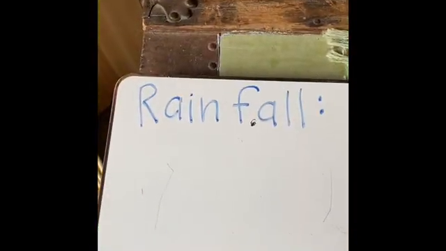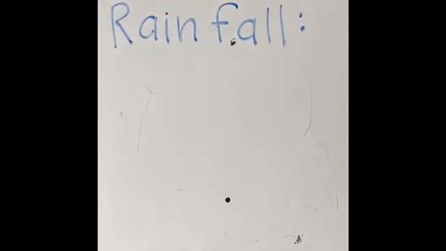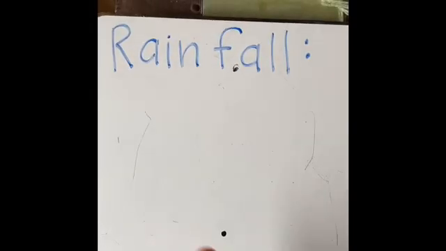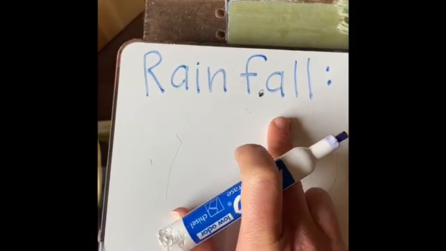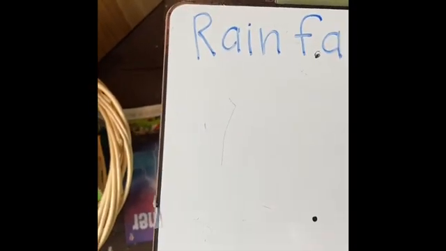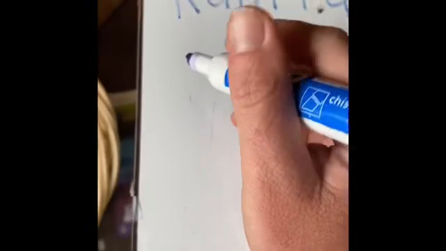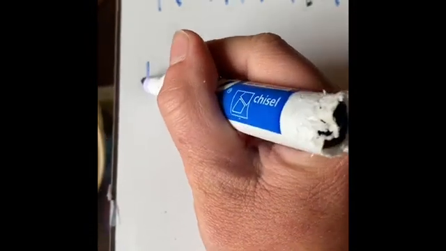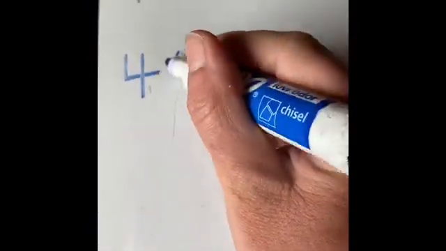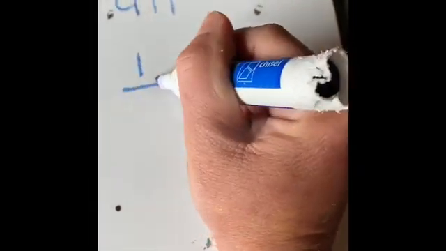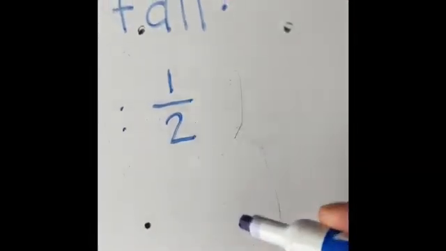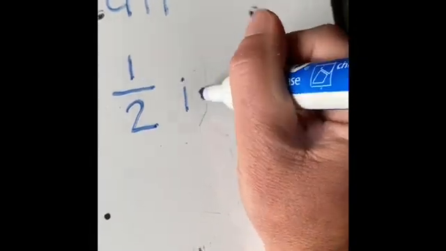So when you come back inside from checking your rain gauge, find a piece of paper and you can make a title. Mine is rainfall. And for the next 4 days, let's track the rain. So today is April 24th, 4/24. And we recorded 1/2 of an inch.